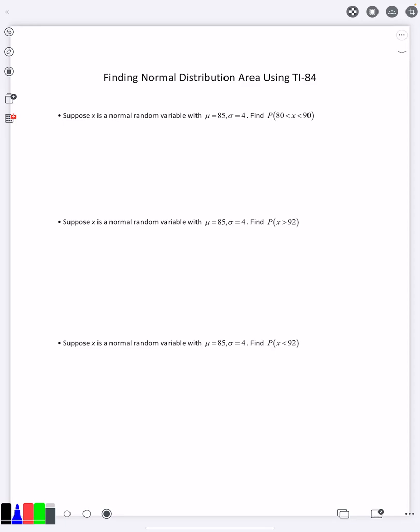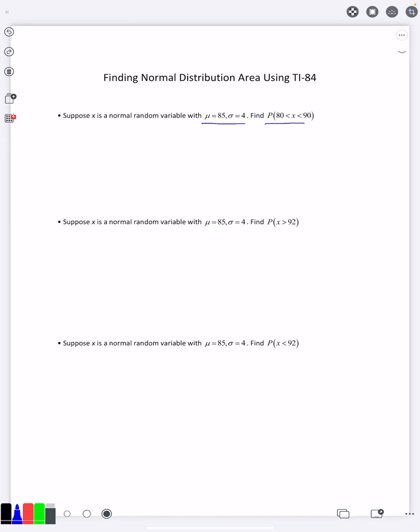In this video, we're going to learn how to use our TI-84 calculator in order to calculate probabilities associated with normal random variables. Anytime we're going to ask you to do this, we have to give you the mean and standard deviation of our normal random variable. Otherwise, it's going to be impossible to find. So you can expect to be given that. Then we're going to ask you to find this probability. In this case, I want the values of x between 80 and 90.